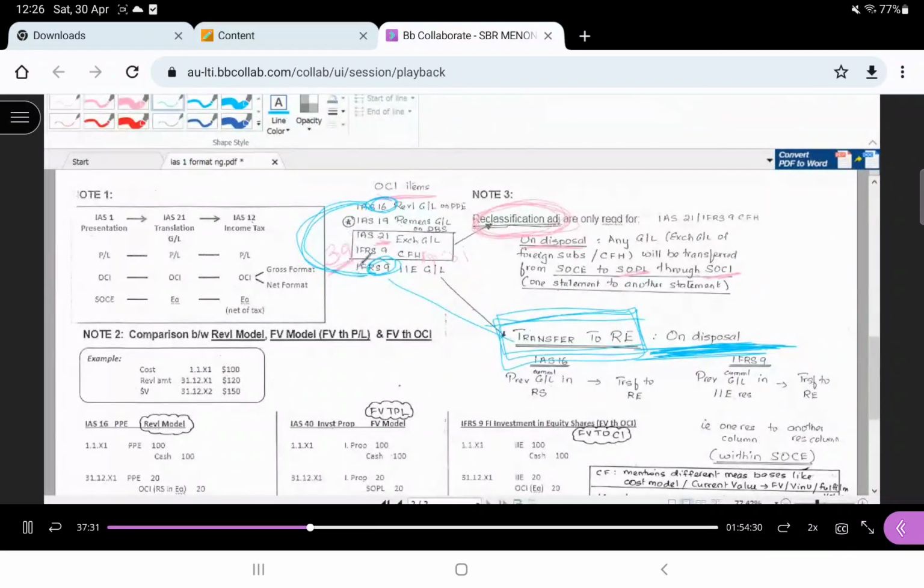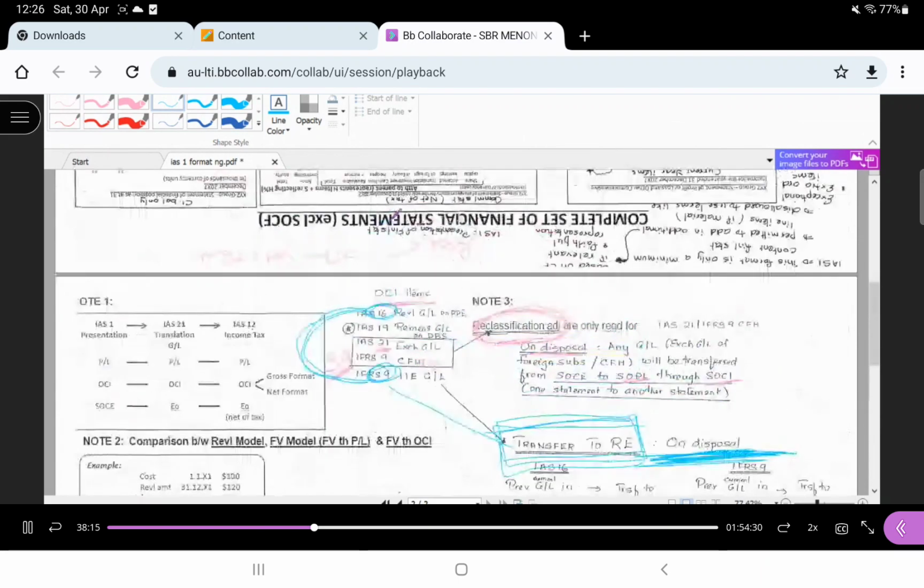So how do you learn it? Top 2 digits. First, you learn OCI has 5 items. The top 2 digits need reclassification. And what's reclassification? On disposal, don't forget, you have to close up the reserve in SOC and transfer it out to the SOPL through the OCI. You must write that in the exam. But for the extreme 2 standards, 16 and IFRS 9, we transfer it to RE. What is that? On disposal, you just take it out from one reserve and move it to RE. It doesn't go to SOPL. So which standard permits that? 16 and IFRS 9, the extreme 2.